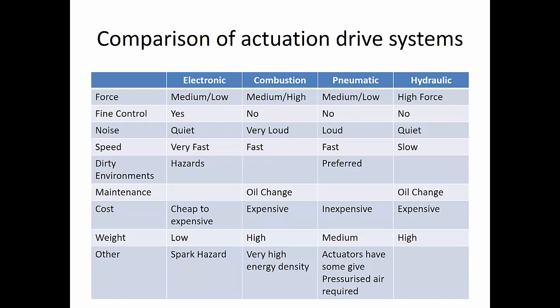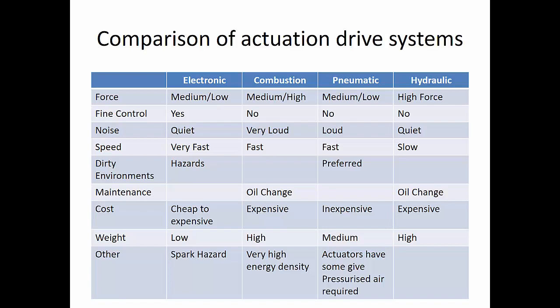Cost-wise, the hydraulic are quite expensive, particularly with all the infrastructure required around it. Likewise with the combustion, because you need chambers that can hold the combustion and all the explosive gases there. The electronic and pneumatic tend to be fairly inexpensive in contrast. Weight-wise, our hydraulic is quite heavy, likewise with the combustion, but the other ones are significantly lighter.